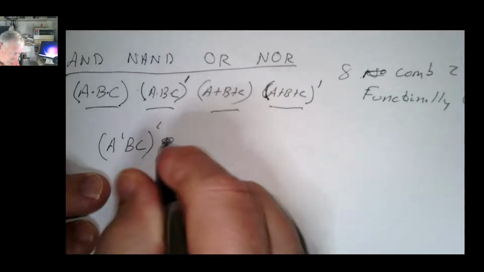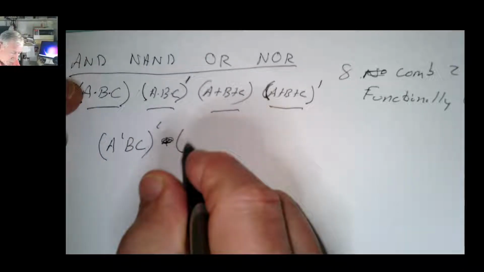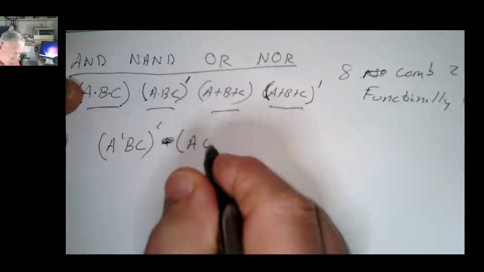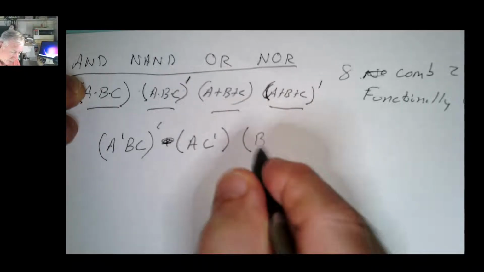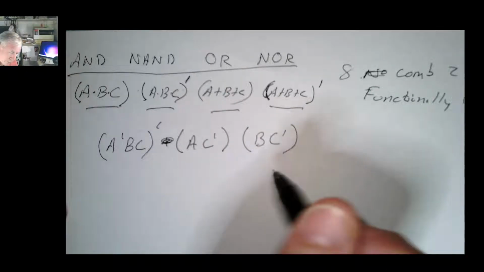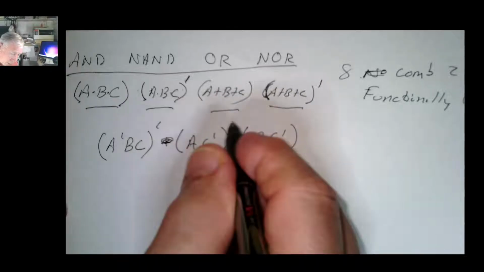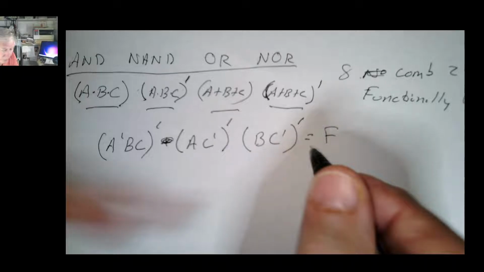Let's see, and then we want to do NAND, so we'll make another one times A C prime times B C prime. All right. Now, and put ticks on all these. Okay, so I just made, we'll say that equals F. So I just created this, made it up.